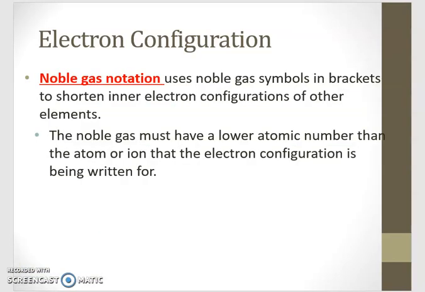Alright, so we'll talk about noble gas notation. Sometimes you want to shorten up the electron configuration, and so in this notation we use the noble gas in brackets, and that indicates that that electron configuration is all included, and then you just include the electron configuration after that point. The noble gas will always have a lower atomic number than the atom or the ion of the electron configuration that's being written.